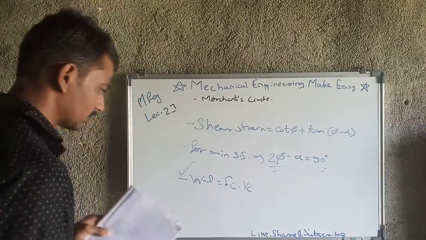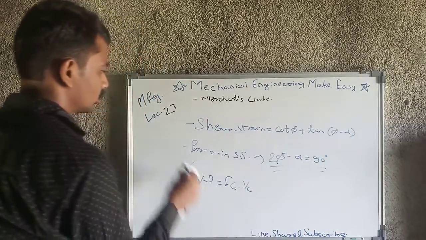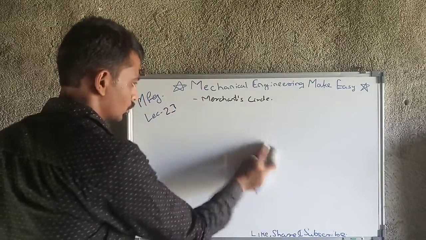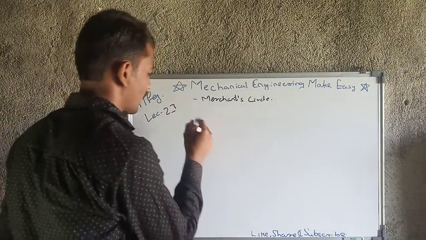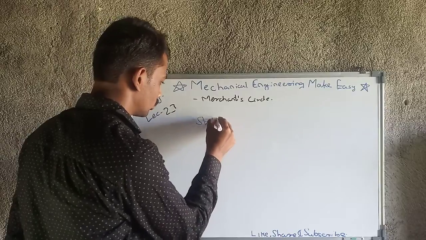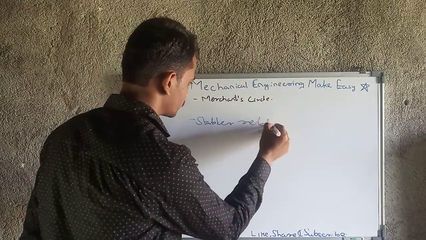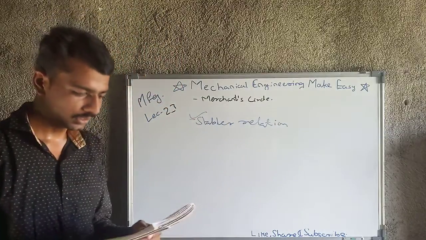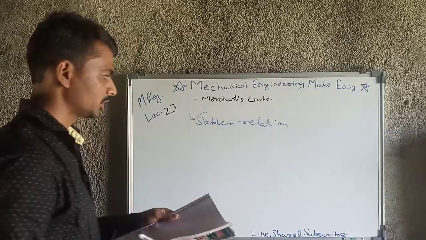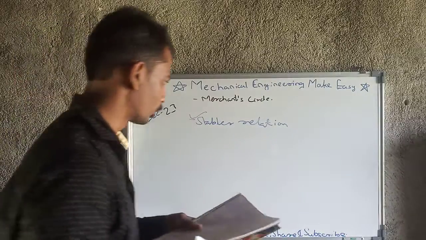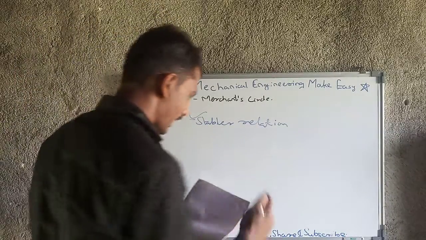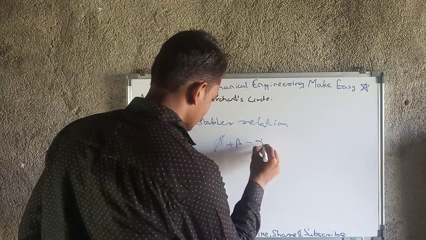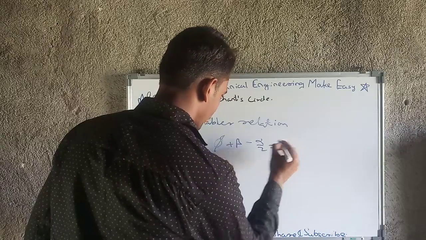Then there is another relation, that is the tabular relation. This tabular relation is very common and a very important point. The question came in GATE 2021 on the basis of the tabular relation, and that's why I am telling you that this tabular relation is also very important. Tabular relation, and what is that? (phi plus beta minus alpha) by 2 equals 45 degrees.